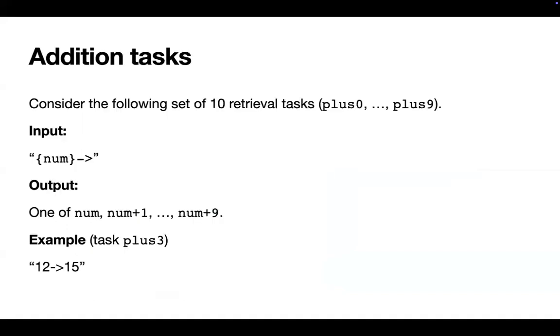And similarly, we consider the second scenario. The input is a 2-digit number, and the output is to add from 0 to 9. So basically, itself plus 1 to plus 9. For example, plus 3 corresponds to 12, right arrow 15.